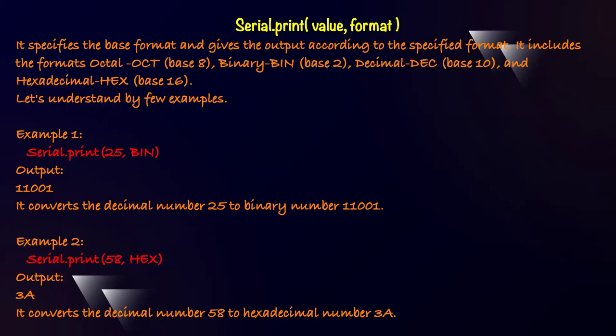Okay, then 58 HEX means hexadecimal. Now you all must be knowing that in hexadecimal, after the numbers we use the alphabets like A, B, C, D, like that. So 58 is being printed as 3A. Understood? This is the difference between serial.print with only value and serial.print with value and format.